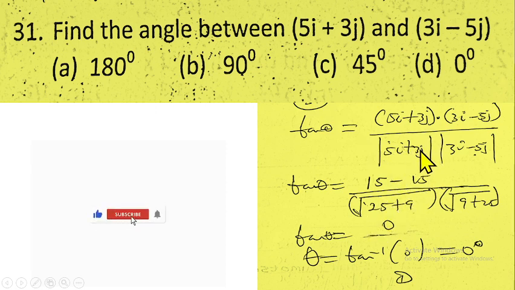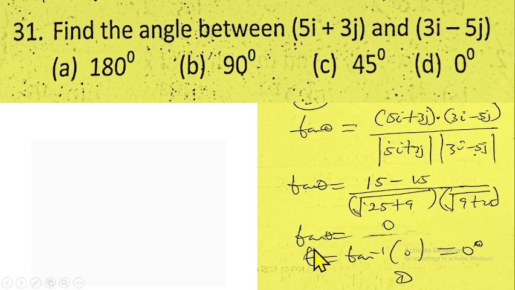So over, if you find the absolute value of the denominator, that will be 5i squared plus 3j squared. That will give us 25 plus 9. Also here you have 9 plus 25 as well. But you don't need this, because if you look at the numerator you have 15 minus 15, which is 0. So 0 divided by the denominator gives us 0.